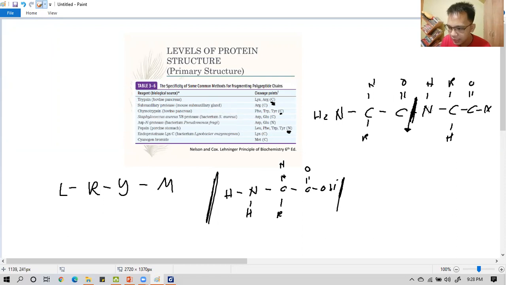Ganyan, cleavage point niya is sa may gawing kanan naman. Okay? Let's say, kunwari, this tetrapeptide here, nilagyan ko ng trypsin. So, ang cleavage point niya is lysine and arginine. So, ibig sabihin, ito, we have arginine, ang cleavage point niya is sa may bandang kanan. Diyan yung cleavage point natin.